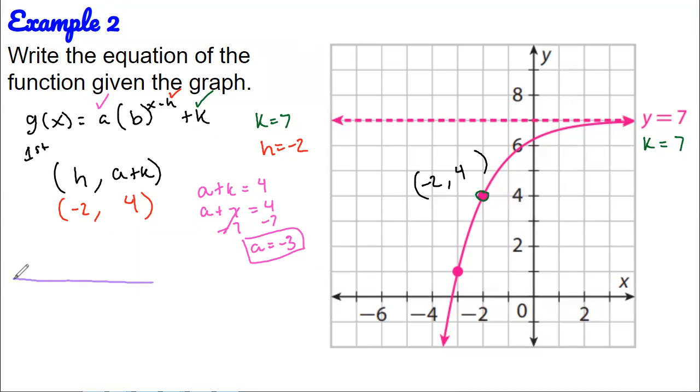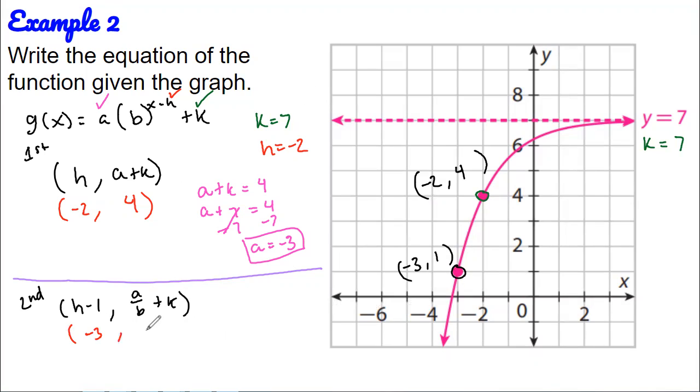Our b we're going to find with our second reference point. What is my coordinate? h minus 1, a over b plus k. There you go. And what are the actual coordinates on my graph? -3 and 1. Yep. All right, so let's substitute the values. -3, 1. This whole thing right here is equal to 1. So a over b plus k equals 1.